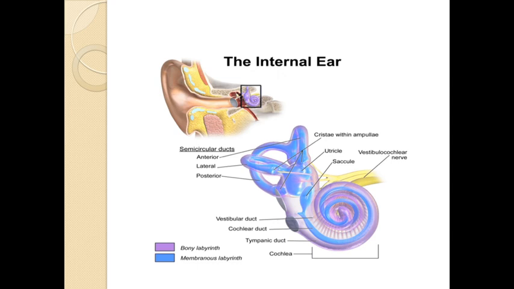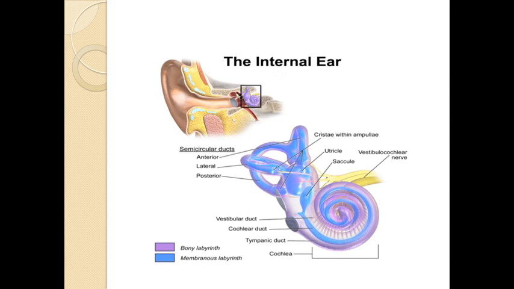So in this diagram we can clearly see that in purple color it is the bony labyrinth, and in blue color it is the membranous labyrinth. So when we consider the internal ear, there are three compartments: the vestibule, three semicircular canals, and the cochlea. The vestibule has two parts, utricle and saccule. As we can see, the utricle is continuous with the three semicircular canals, and the saccule is continuous with the cochlea. There are three semicircular canals, and they are arranged in three perpendicular planes or three spatial planes.